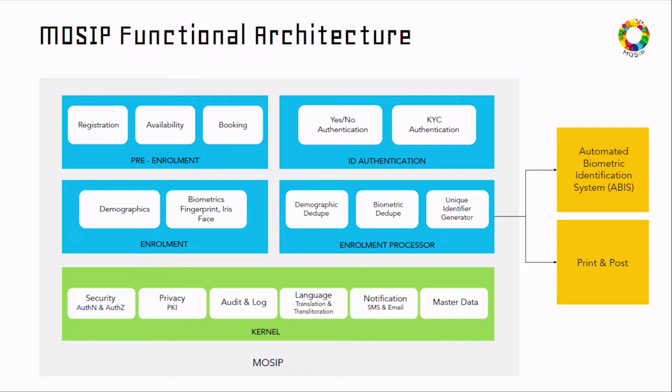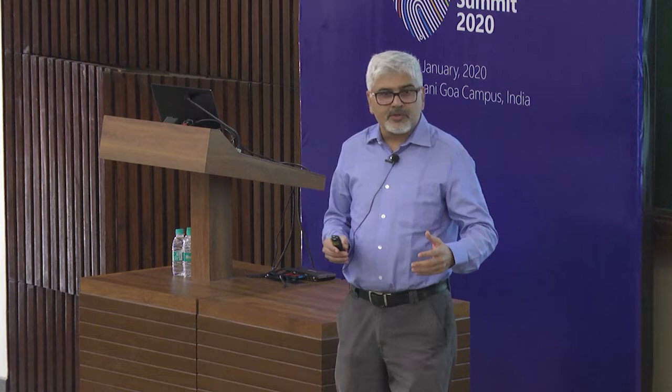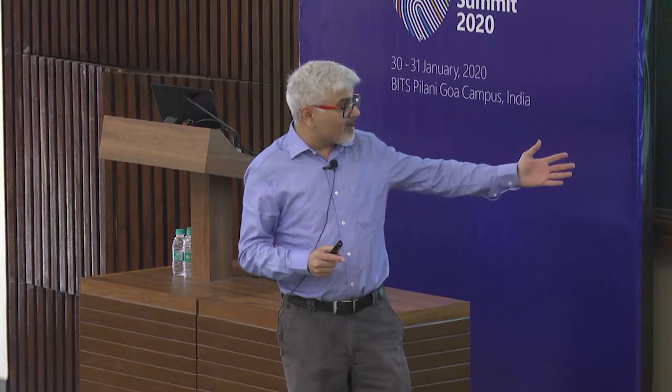Over the last 10 years, we also realized that it makes sense to use biometrics only for deduplication, and then lock it away and use your cell phones, or authentication principles of what you know and what you have. A cell phone is something that you have, and you can use it as an OTP. And MOSIP supports that massively.